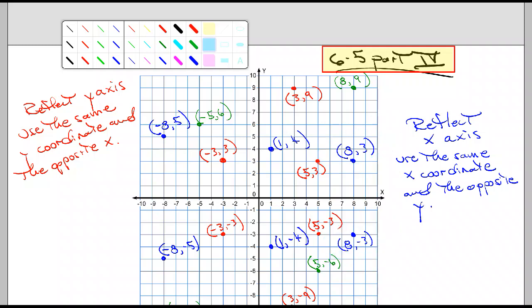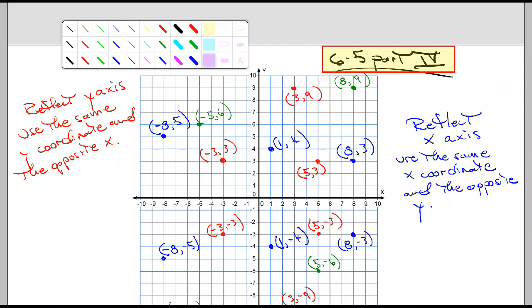Let's look at another one. How about if I gave you -8, -5? What stays the same? -8 stays the same. What's the opposite of -5? 5. So there's its reflection. Okay? So that's 3 examples on reflecting the x-axis. If you reflect the y-axis, it's the same thing, but in this case, the y-coordinate stays the same, and it's the opposite x.